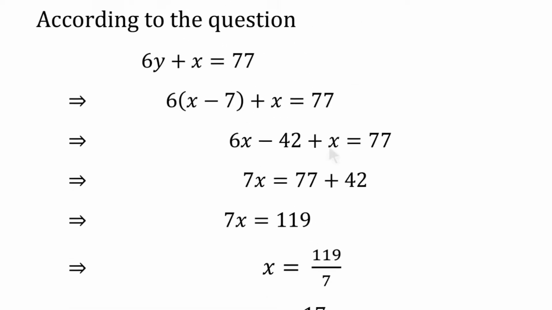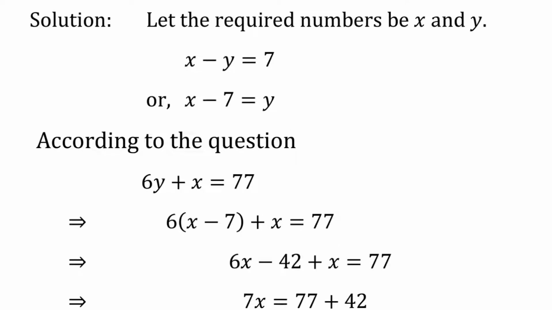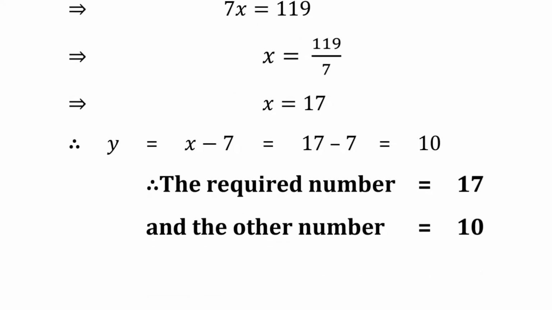And now earlier we have said that y is equal to x minus 7. So putting this value of x as 17 in y is equal to x minus 7, you'll get 17 minus 7 is equal to 10. So the required numbers are 17 and the other number is 10. So 17 and 10 are the required numbers.